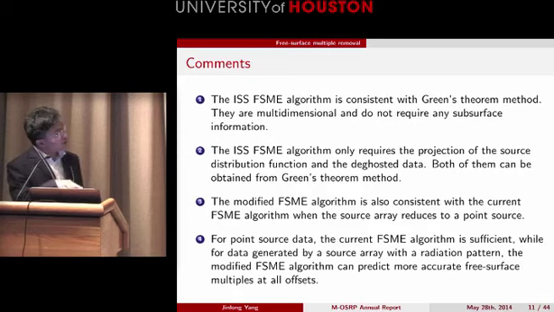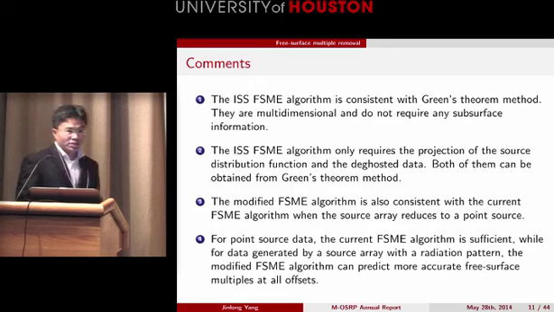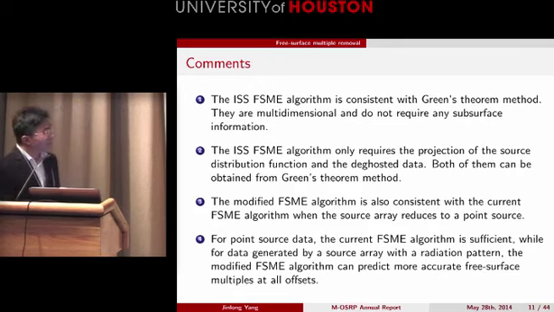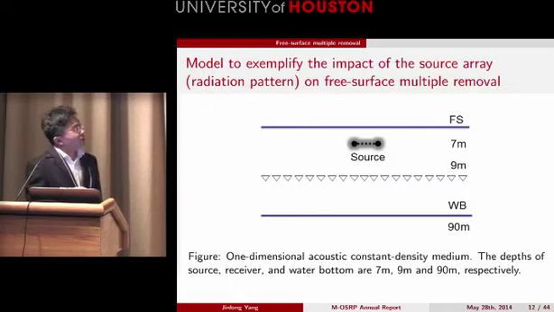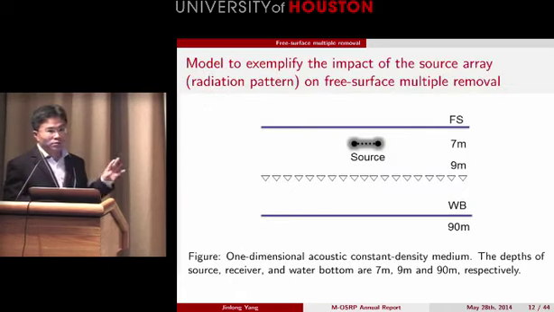In the later scenario test for the point source data, the current algorithm is sufficient to predict the exact phase and amplitude of the free surface multiples. But for data generated by a general source with a radiation pattern, our current algorithm is not sufficient. Our modified algorithm can predict a more accurate result.